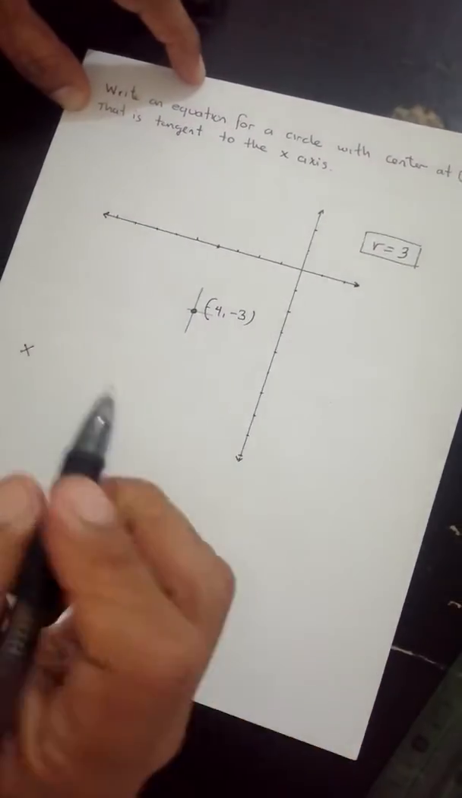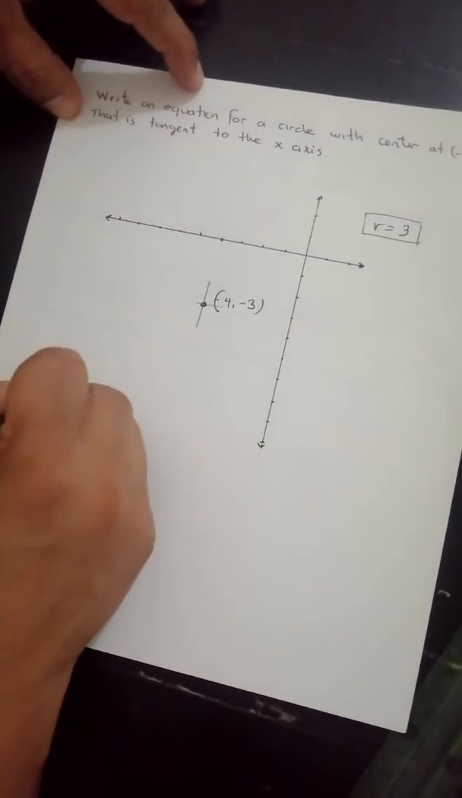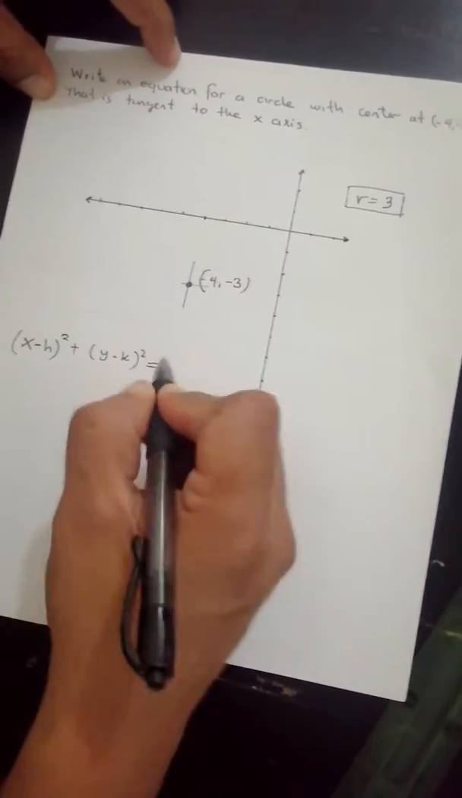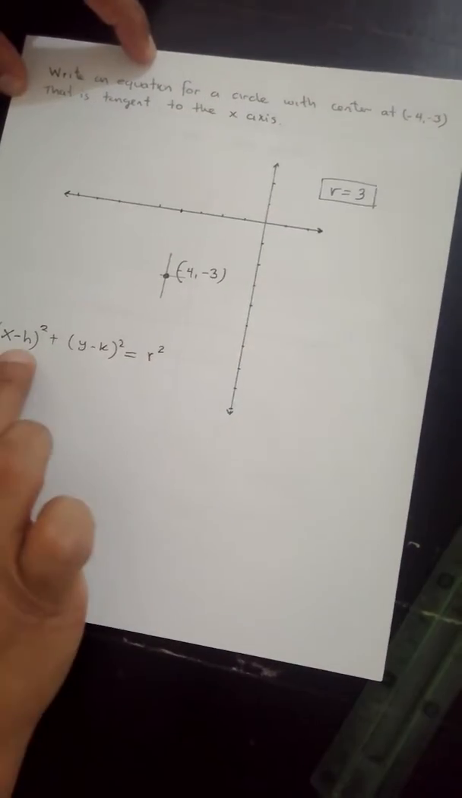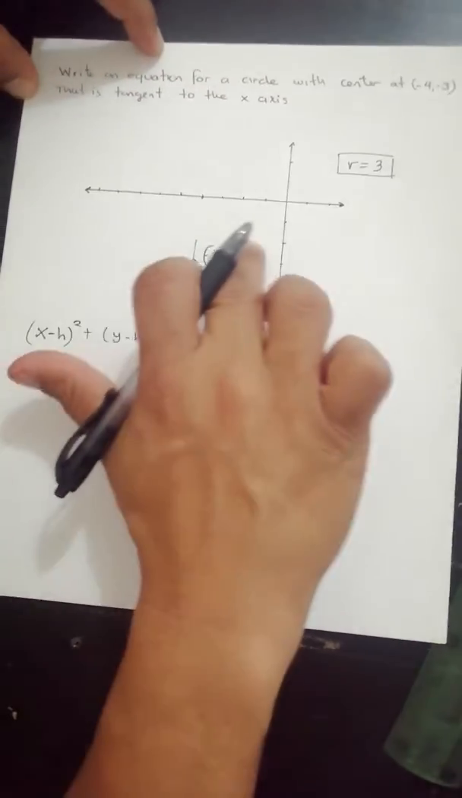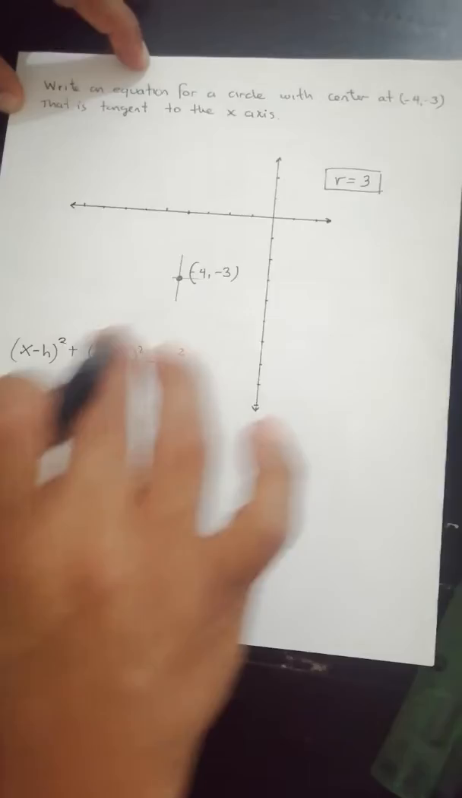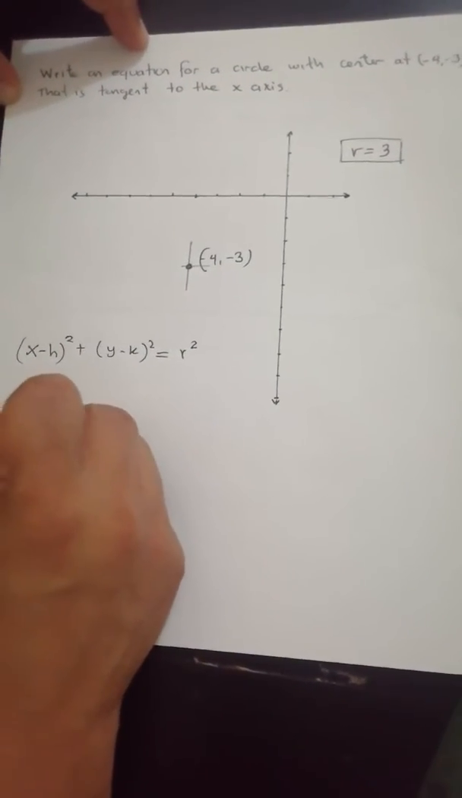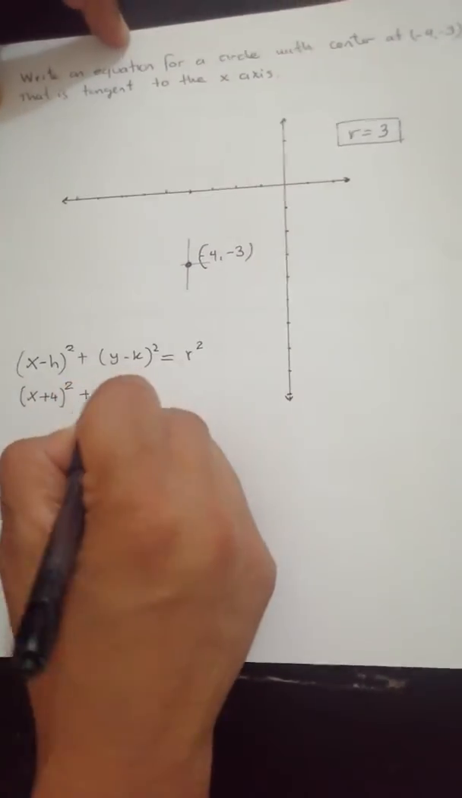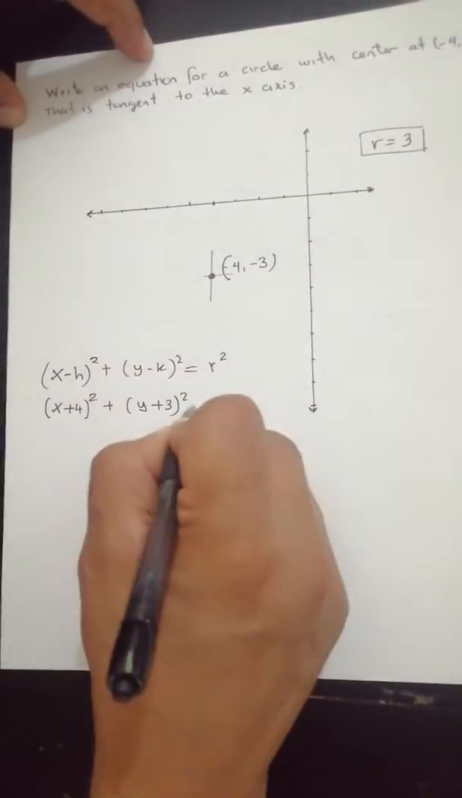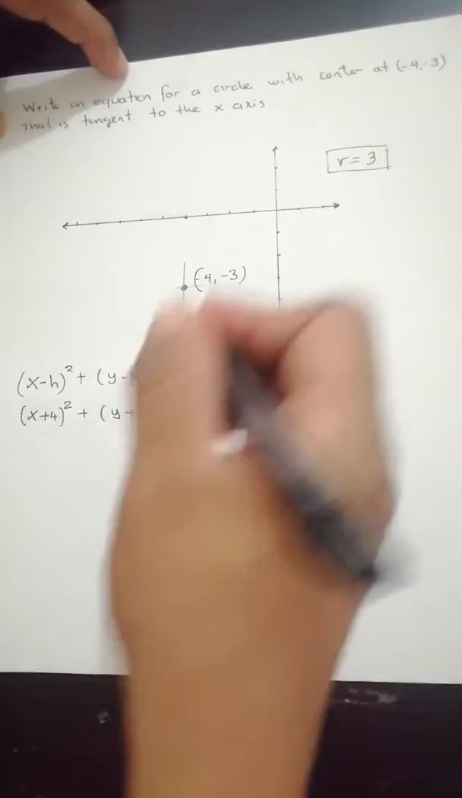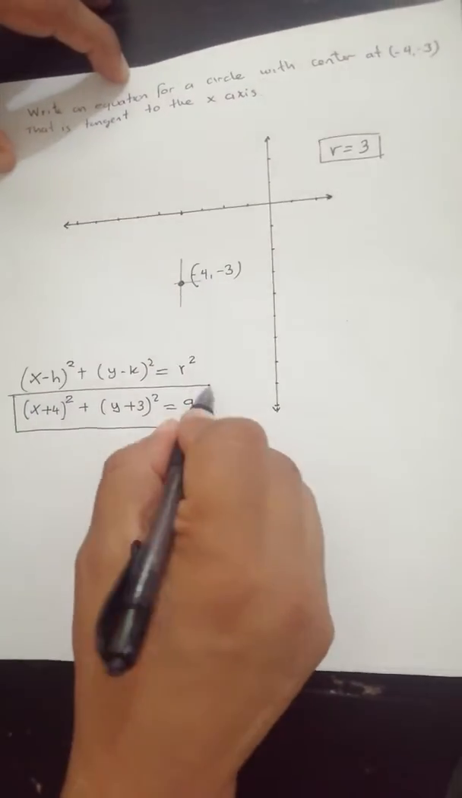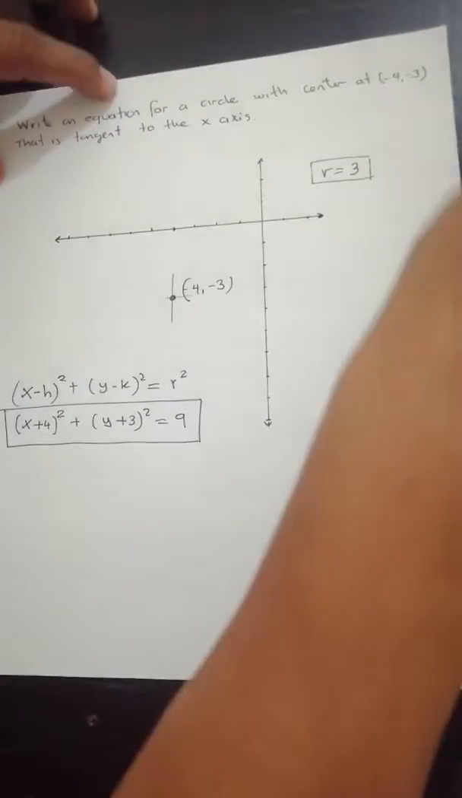Therefore, the equation will be, as I said, x minus h squared plus y minus k squared equals the radius squared. But I told you that if these two components of the coordinates are negative, this will change. Therefore, this will be x plus 4 squared plus y plus 3 squared equals, and the radius is 3 squared, that gives 9.